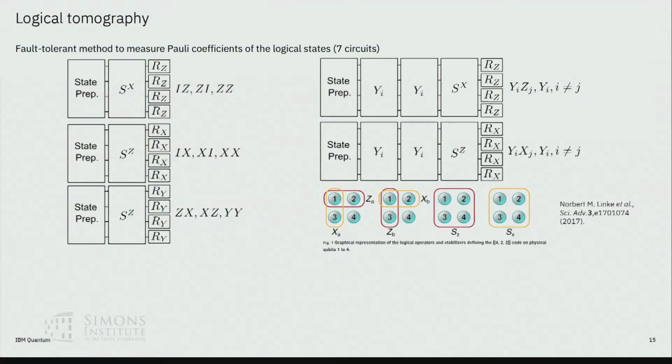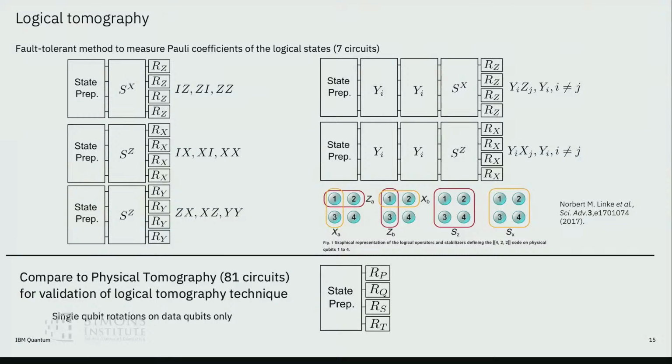So how do we verify the state that we prepare? We introduce a logical tomography, which is a fault-tolerant method to measure Pauli coefficients of the logical states. We have 7 unique circuits that we run to measure the 15 Pauli coefficients. To the left side, there are 3 different circuits that produce 9 coefficients, and to the right, there are two other circuits that you could run to get these 6 other coefficients. Note that the right side is a much deeper circuit, having some of the Y operators.